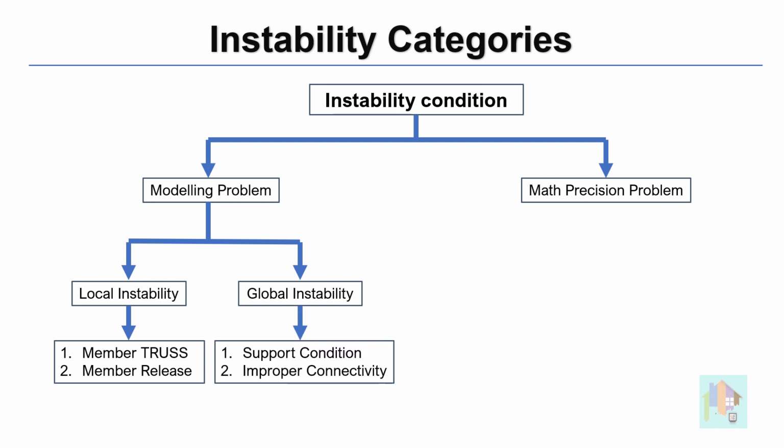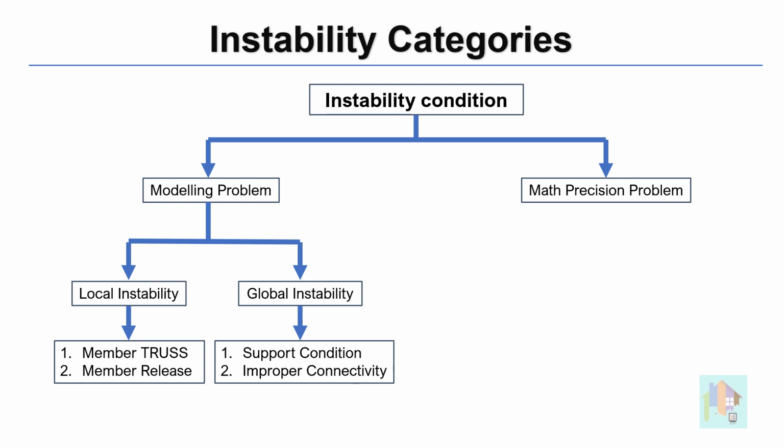Global instability condition occurs when the whole structure is not stable, which results in a large overall deflection. This is not a local problem where only a part of the structure is affected. Rather, for global instability, the whole structure is unstable.